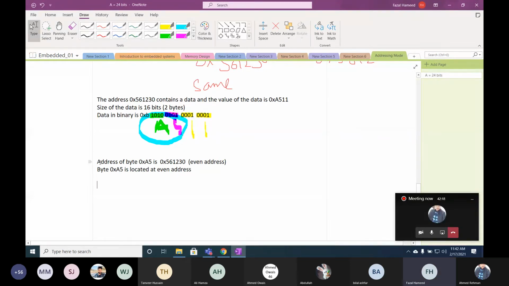What is the address of byte 0x11? It is 0x561231, because we add 1 and it is an odd address, and byte 0x11 is located at the odd address.